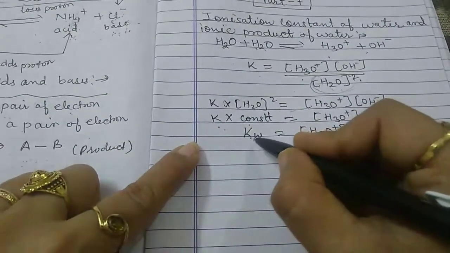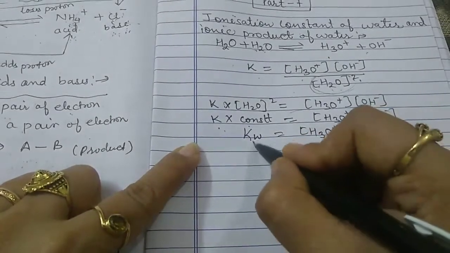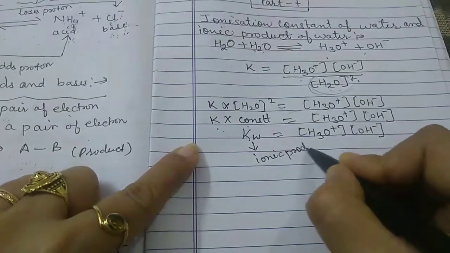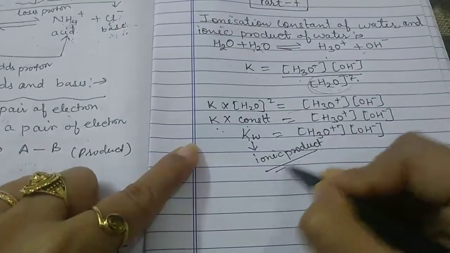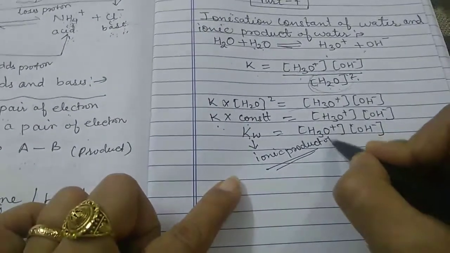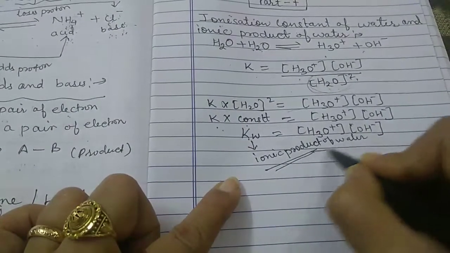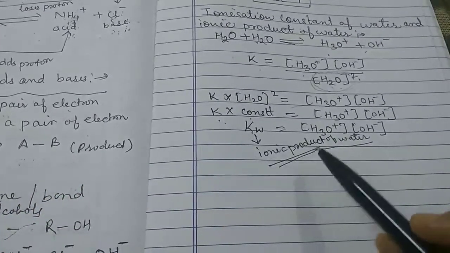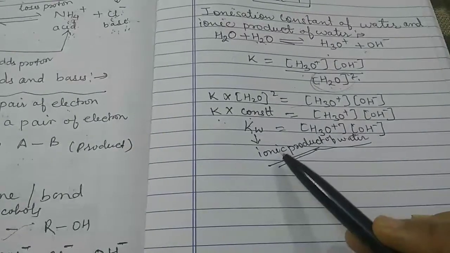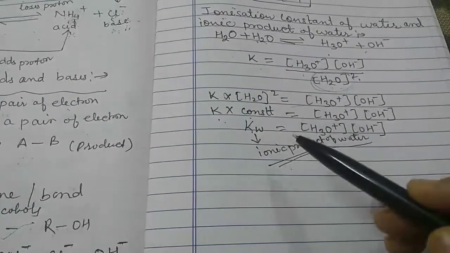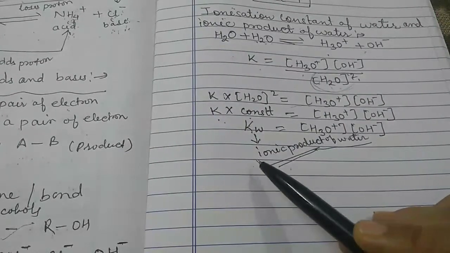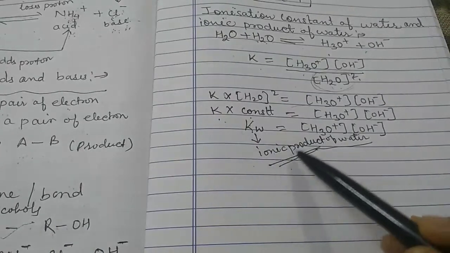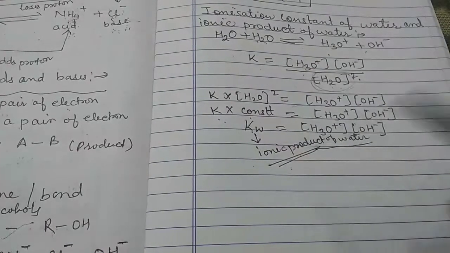Now this Kw is a constant and it is known as the ionic product of water. Its value is constant at a particular temperature and varies with change in temperature. As the temperature changes, the value of Kw changes.